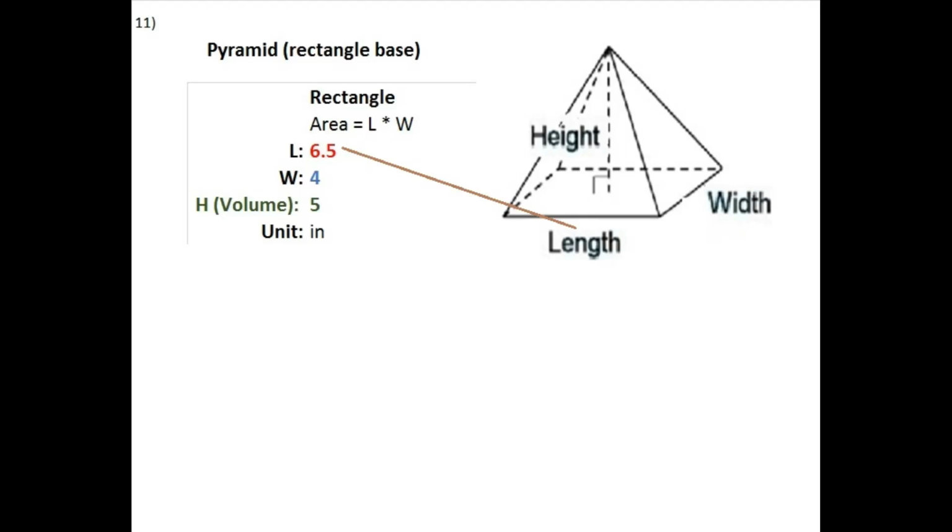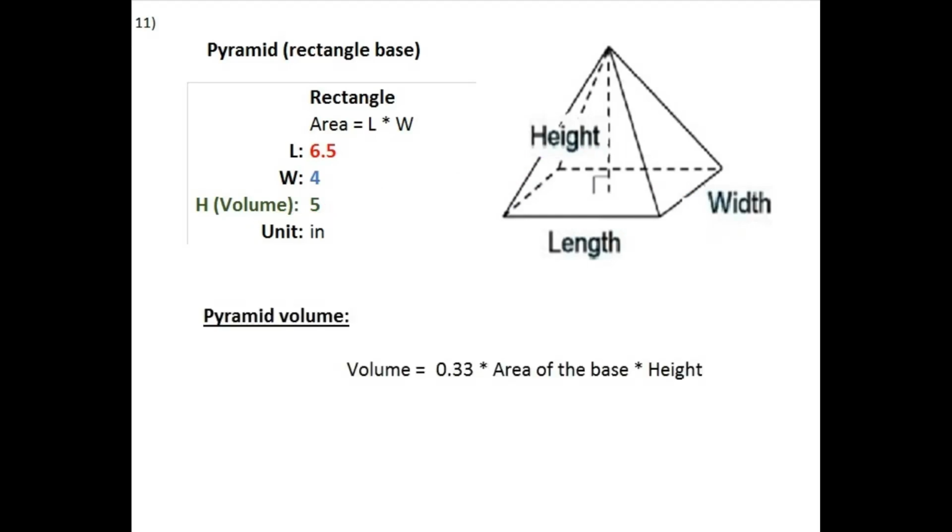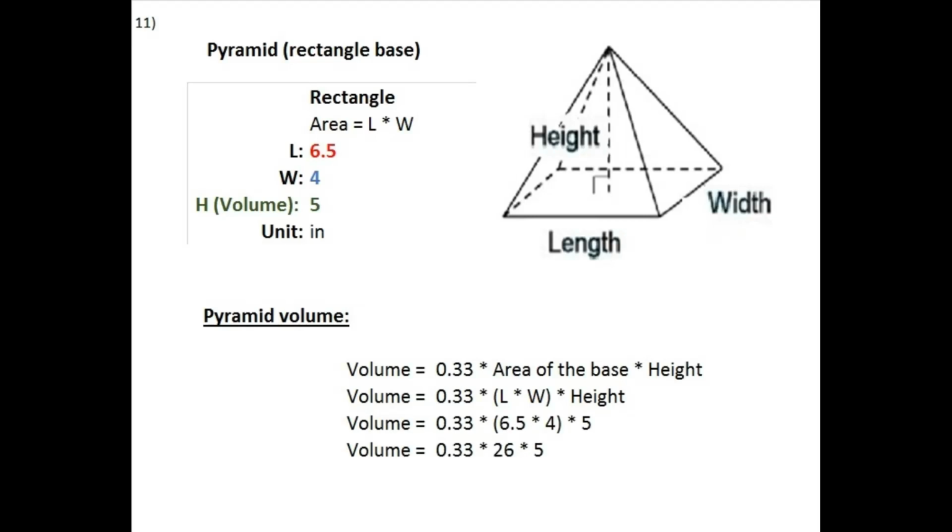So we have 6.5 as our length, we have 4 as our width, and our height for our volume is 5. The unit here is inches. So our pyramid volume is 0.33 or 1/3 times the area of the base times height. 0.33 times length times width times height. 0.33 times 6.5 times 4 times 5. 0.33 times 26 times 5. And 0.33 times 130, or 1/3 times 130. We have 43.33 inches cubed, or 43 1/3 inches cubed.